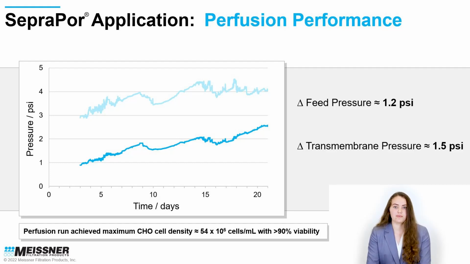In this benchtop experiment, a 21-day CHO cell culture perfusion run was evaluated. The cells were inoculated and perfusion started on day 3. Throughout the 18 days of perfusion, the feed pressure only increased by 1.2 psi and the transmembrane pressure only increased by 1.5 psi. During the benchtop run, cell viability was maintained above 90% and a cell density of 54 million cells per milliliter was achieved. Overall, the membrane performance was consistent and minimal fouling was observed throughout the long perfusion run.